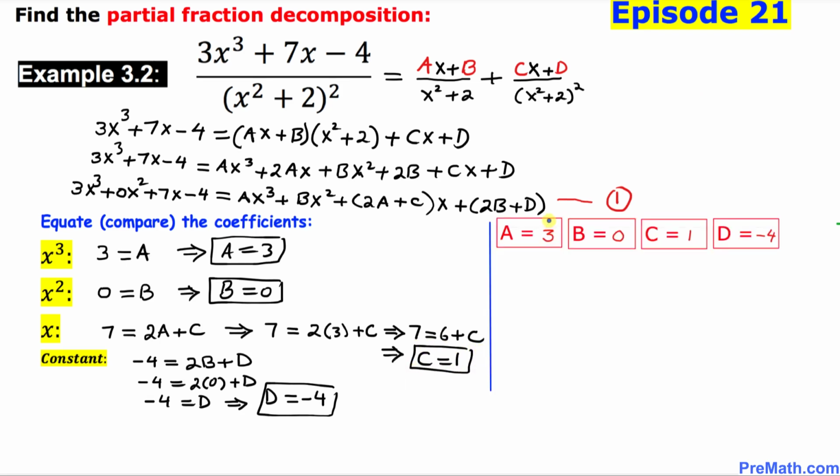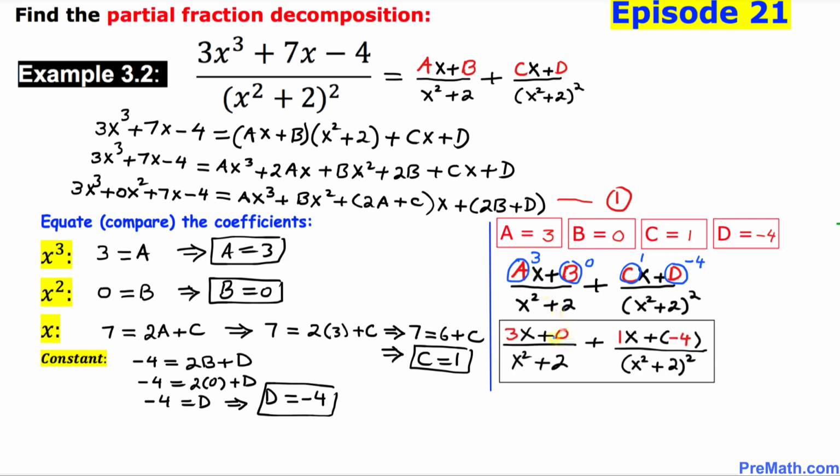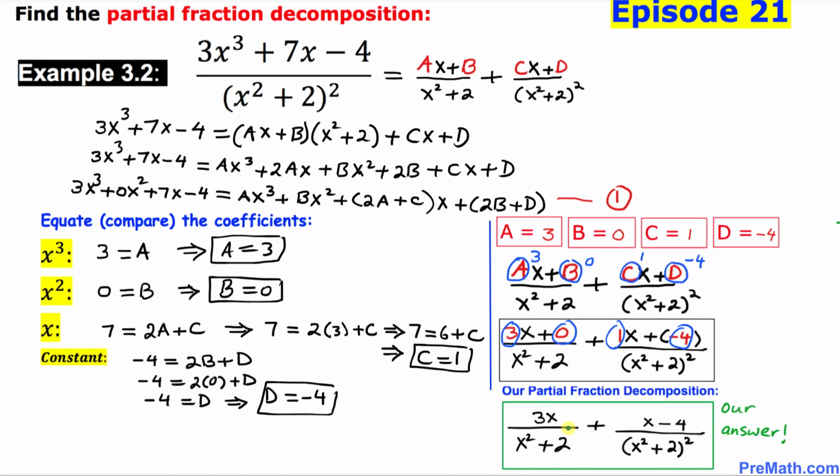So thus our a value turns out to be 3, b value is 0, c is 1, and d is -4. So thus in our partial fraction decomposition, wherever we see a, I am going to replace it by 3, b by 0, c by 1, and finally d by -4. And now here you can see we replaced a by 3, b by 0, c by 1, and d by -4, and thus here is our final answer.